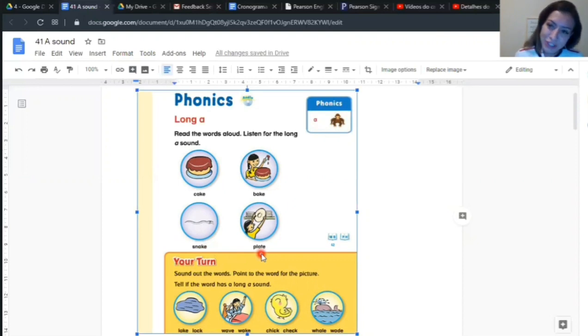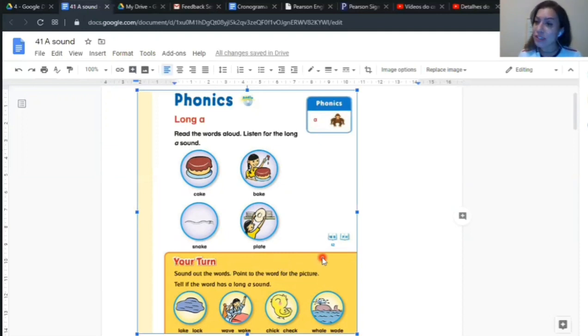So can you notice the same sound these words have, the sound these words have in common, the A? Okay, this is the long A sound. O som do A longo no inglês é esse A de cake, bake, snake, plate. Okay, it's the A. All right, can you notice the sound? Can you think of other words that have the same sound? Conseguem pensar em outras palavras com o mesmo som?